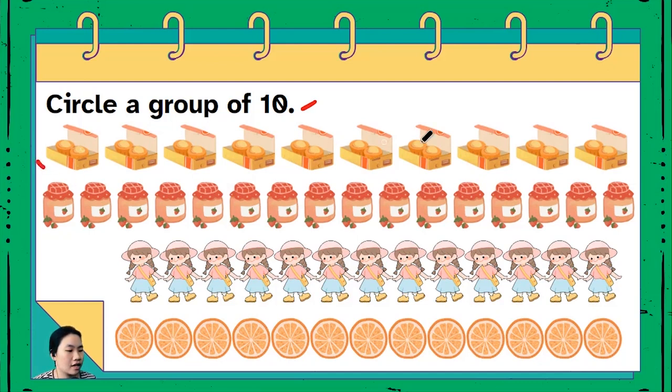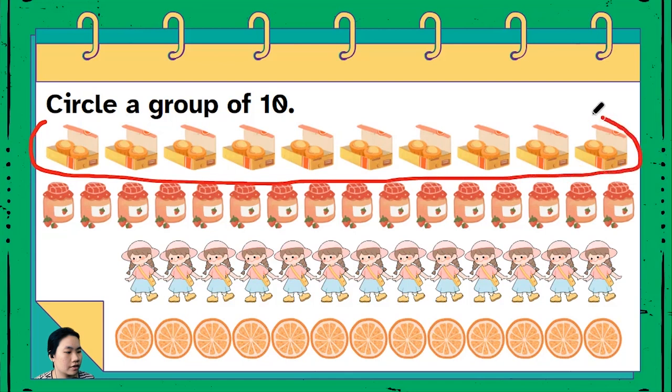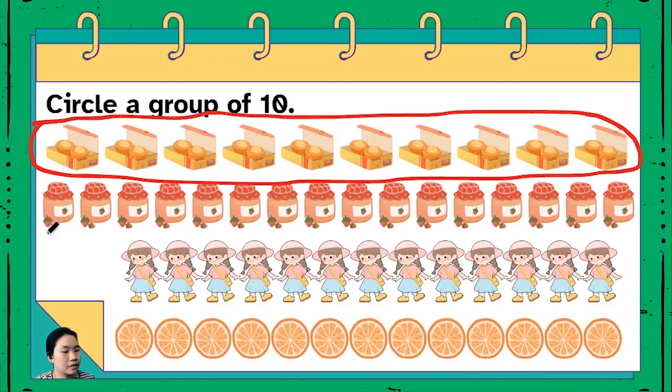First, with these egg tarts over here. 1, 2, 3, 4, 5, 6, 7, 8, 9, and 10. That is our 10 right there. Let me just circle this very quickly. 10.